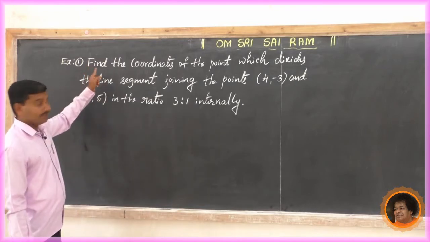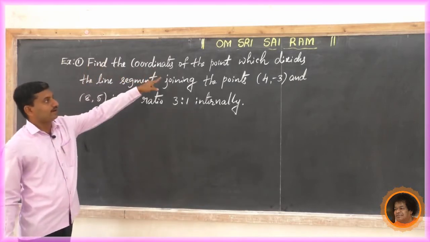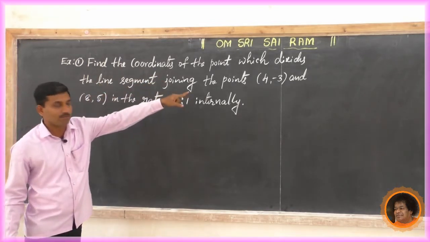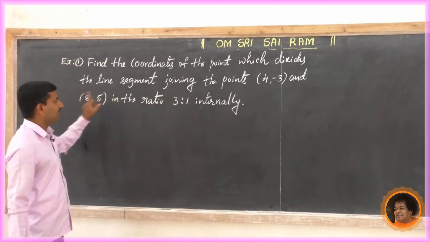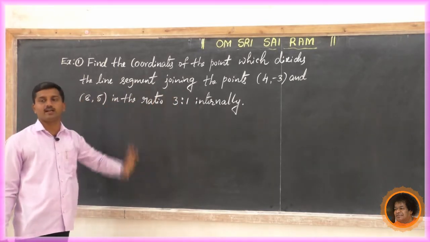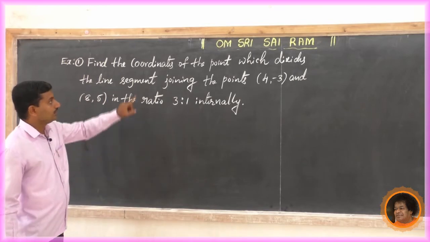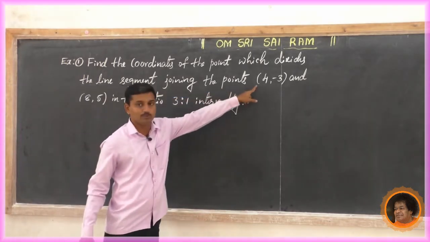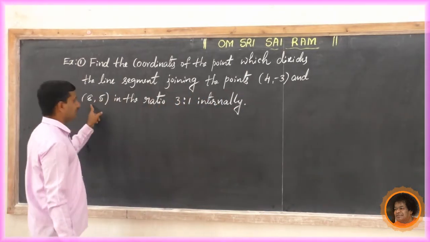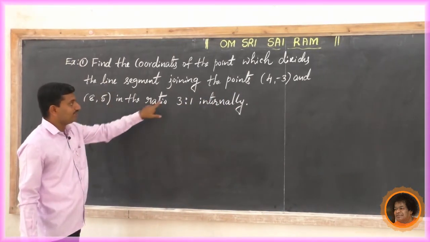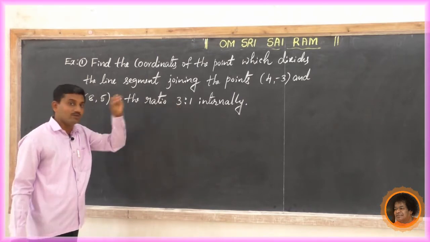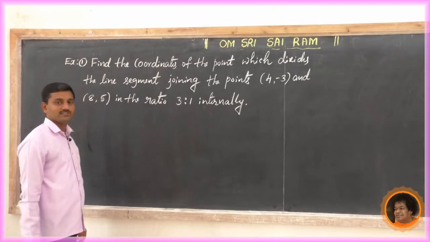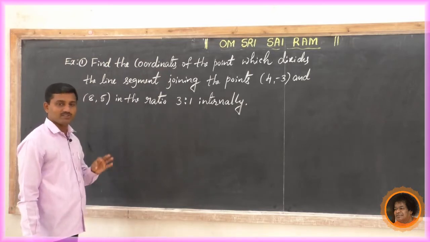So the first example: find the coordinates of the point which divides the line segment joining the points 4, -3 and 8, 5 in the ratio 3:1 internally. A point divides the line segment. So here the two points 4, -3 and 8, 5 are divided in the ratio 3:1. We have to find the coordinates of that point. So how to find the coordinates of the point? With the help of the section formula.